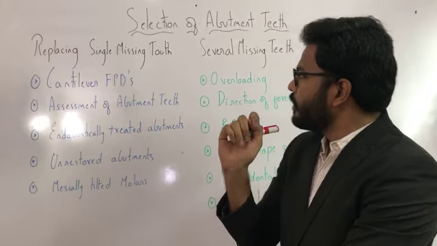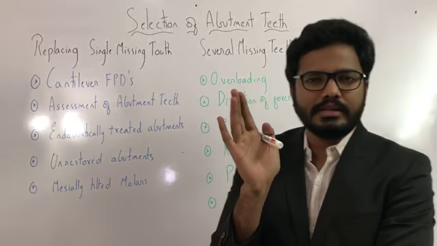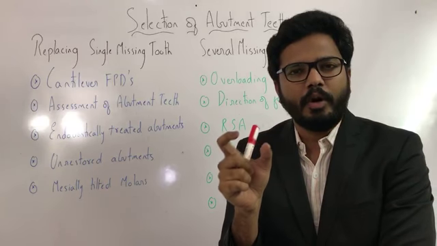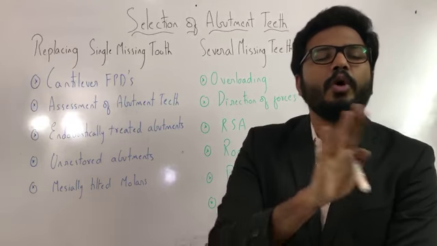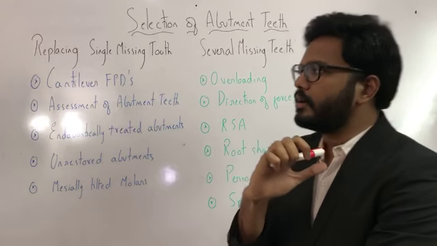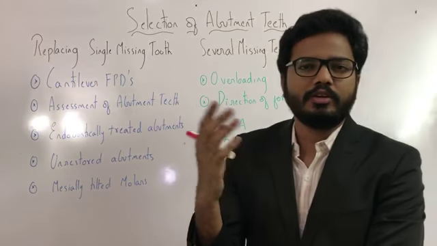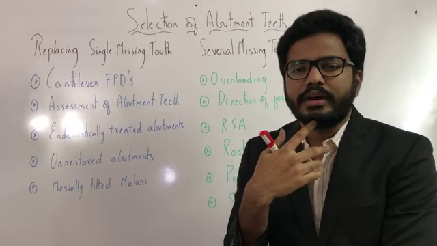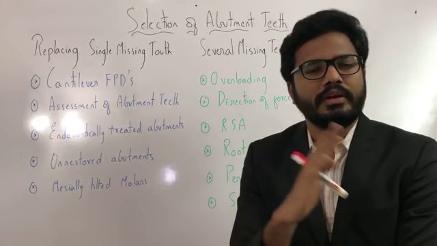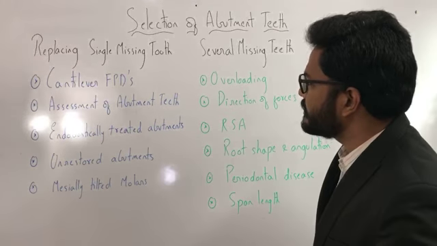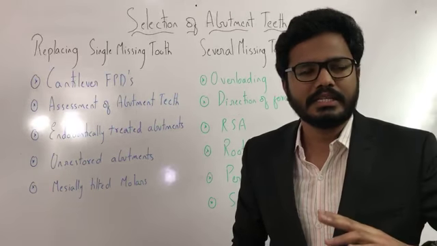And also, as we have seen, cantilever FPDs are those fixed partial dentures where the pontic has an attachment only on one side. So it's like only on one side you have the abutment support. The best example which we can quote is a missing maxillary lateral incisor, where in this case we take the support of the canine, right? The maxillary canine.